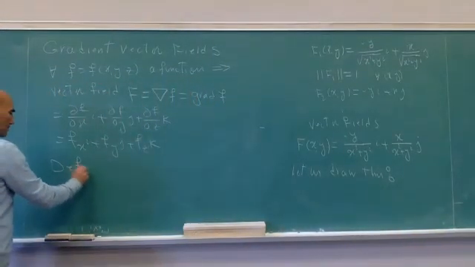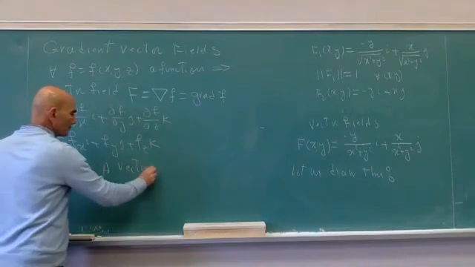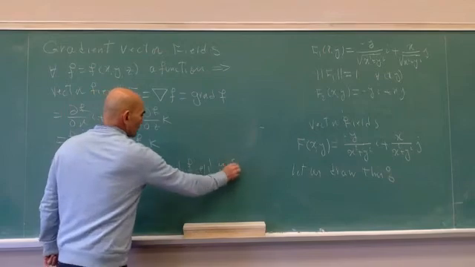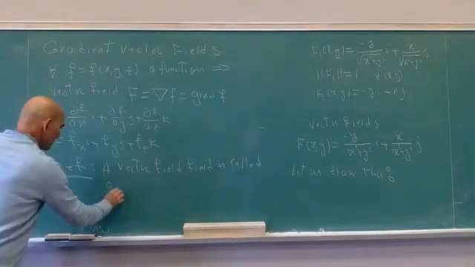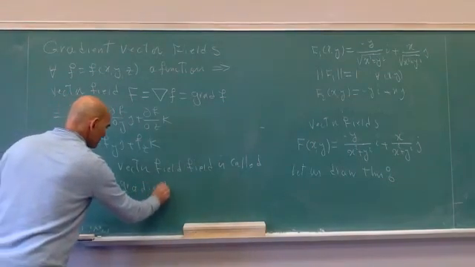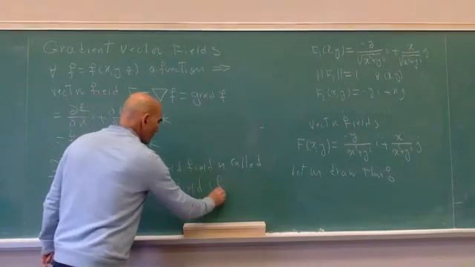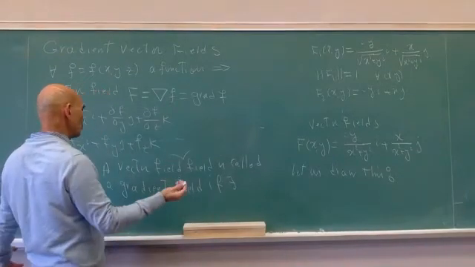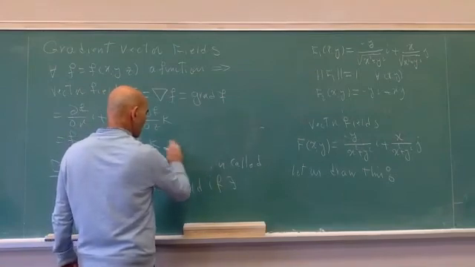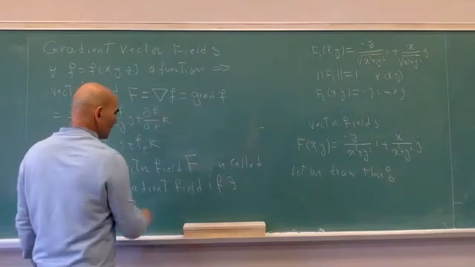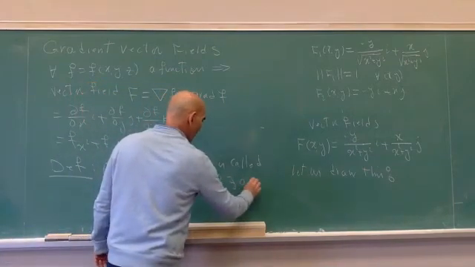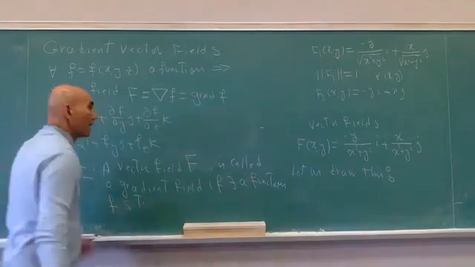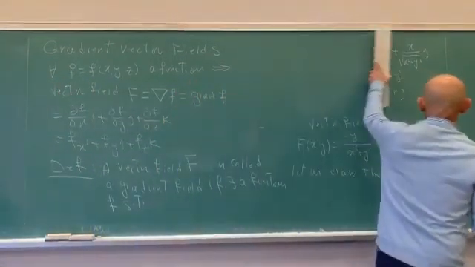So, definition: a vector field F is called a gradient field if there exists a function, a function little f, such that the gradient of f is equal to capital F, as we discussed.